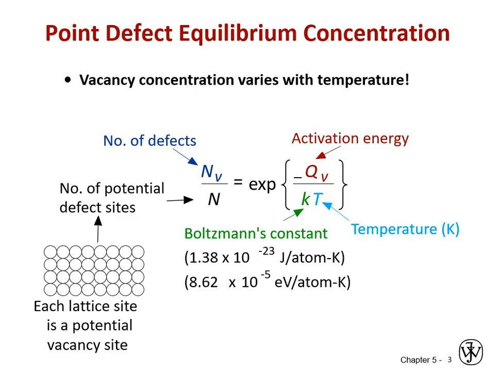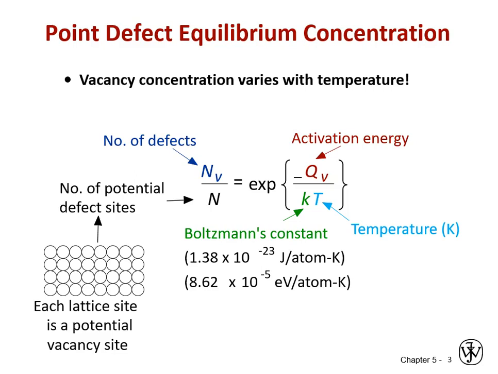The first is activation energy. That's shown in sort of the brownish red variable with a labeled term, Q sub V. Q is a term that's used for activation energy for many different processes. If you've taken some chemistry classes, you may have run across that. And the subscript V just refers to vacancy in this case.